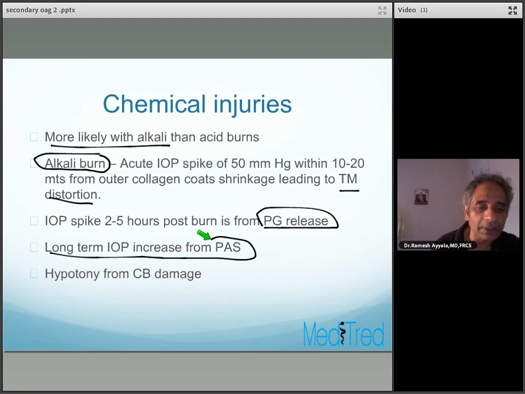And in some of these patients, unfortunately, if the alkali gets to the ciliary body and ciliary processes, it can give rise to permanent damage to the ciliary body, giving rise to permanent hypotony. And unfortunately, this could be the very end of these eyes, and a lot of these eyes end up as tricycle eyes by the time hypotony sets in.